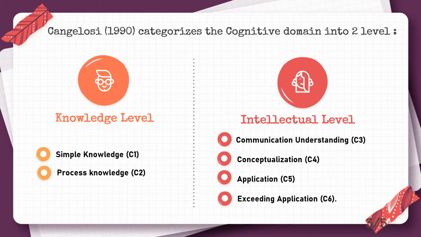So, Cangelosi categorizes the cognitive domain into two levels. The first is knowledge level and the second is intellectual level. In knowledge level, we have C1, which is simple knowledge, C2, process knowledge, and in intellectual level, we have C3, which is communication understanding, C4, conceptualization, C5, application, and the last is C6, exceeding application.